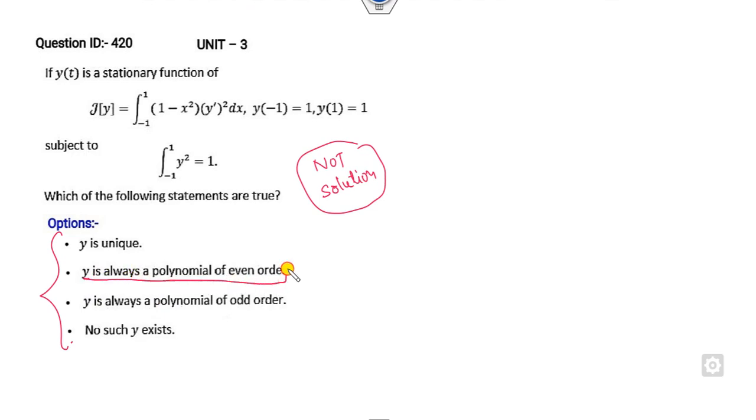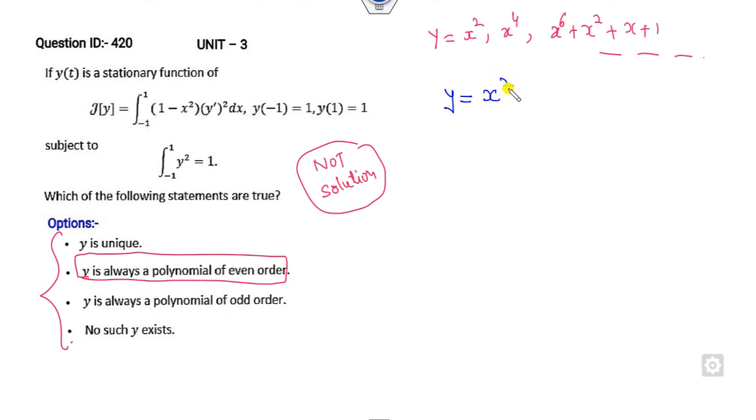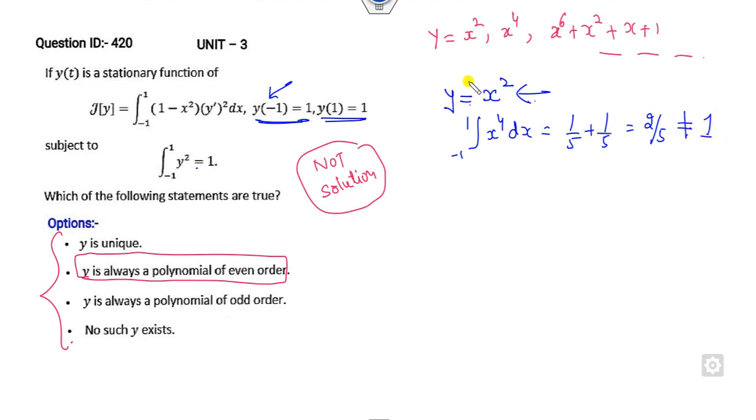Y is always a polynomial of even degree. So what is the meaning of that? This is an even degree, x4, x6 plus x cube plus x plus 1. These are all even degree polynomials. So what can I do? I can simply take y equal to x square. This is an even degree polynomial. Now check whether firstly it is satisfied. Yes, it is satisfied. Then this is x4 of dx. So what is the answer of this? 1 by 5 plus 1 by 5, that is 2 by 5, which is not equal to 1. This is an even degree, but this condition is not satisfied.